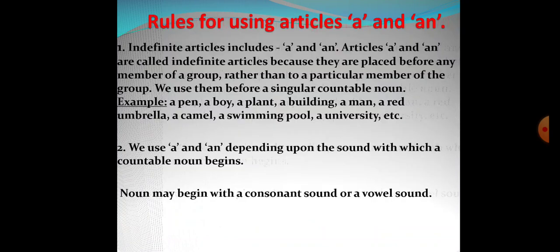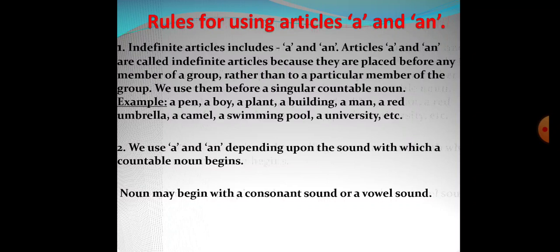Rules for using the articles a and an. Indefinite articles include a and an. Articles a and an are called indefinite articles because they are placed before any member of a group rather than a particular member of the group. So when we are talking about general things, we use the article a or an. We use them before singular countable nouns. So wherever we have a singular countable noun and we are talking about something in general, we use the indefinite article a or an before them. For example, a pen, a boy, a plant, and so on.